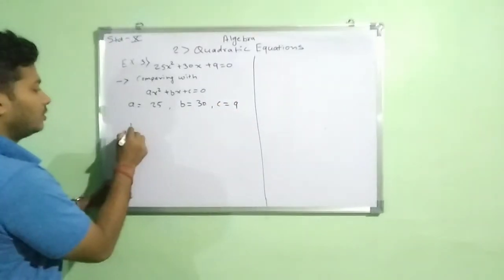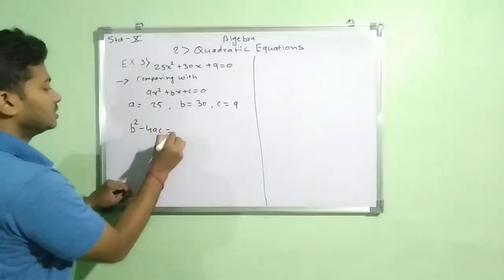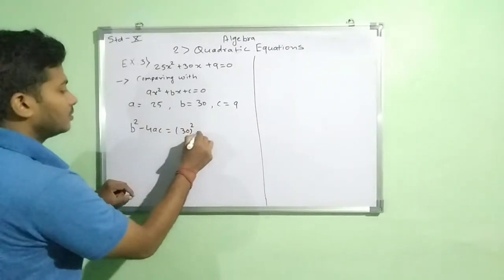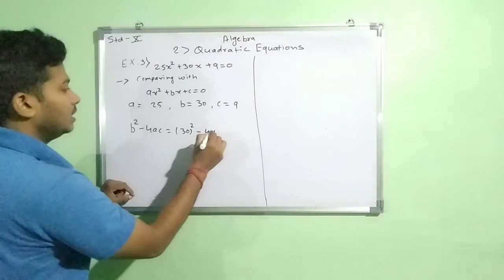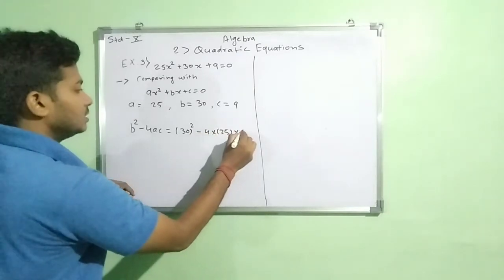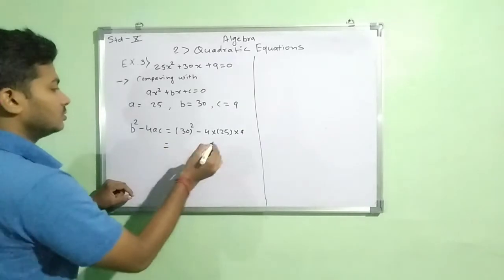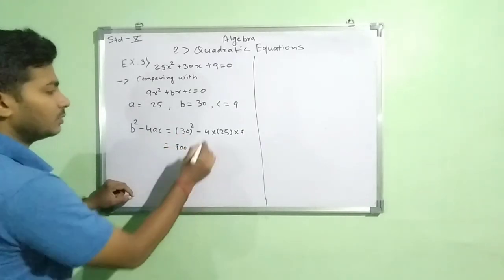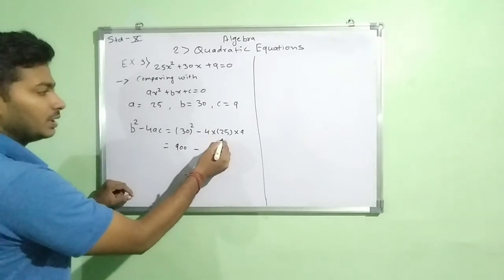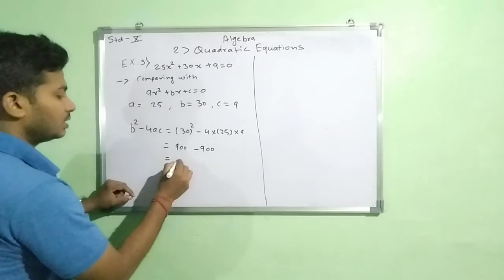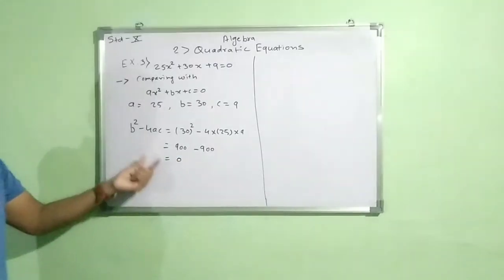So we have to find b square minus 4ac, which is equal to 30 bracket square minus 4 multiplication a, the value of a is 25, and my value of c is 9. So square of 30 will be 900 minus, if you do multiplication, 25 into 4 will be 100, 100 into 9 will be 900. So we got 900 minus 900, 0. So here we got b square minus 4ac as 0.